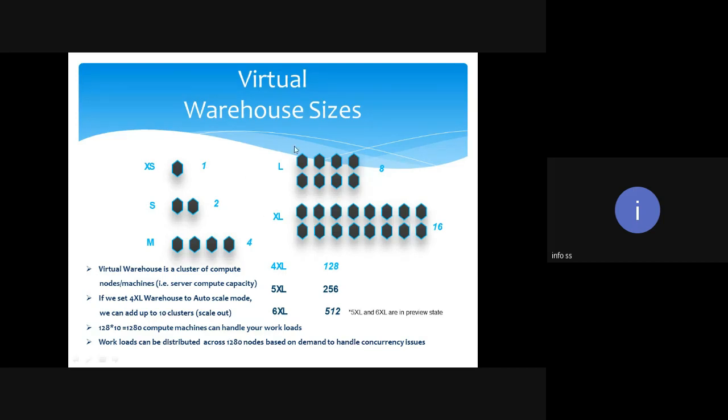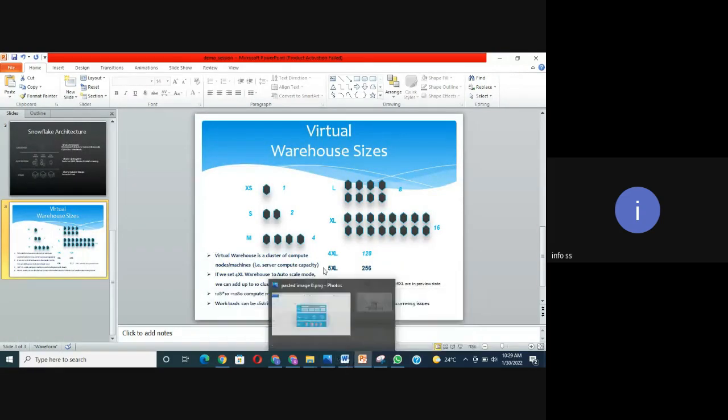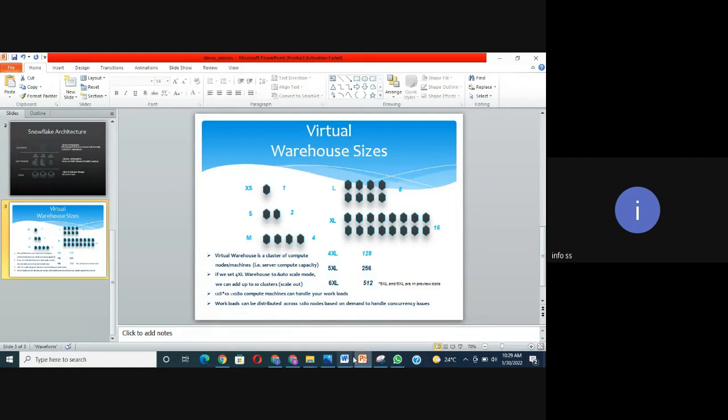That's the advantage. Then you can think of, if this 6XL goes live, in the sense that it is available for the general public, it will be 5120 nodes. We can scale our compute to that extent. That's the key advantage. And there were a couple of unique features also with Snowflake, apart from this architecture advantage.